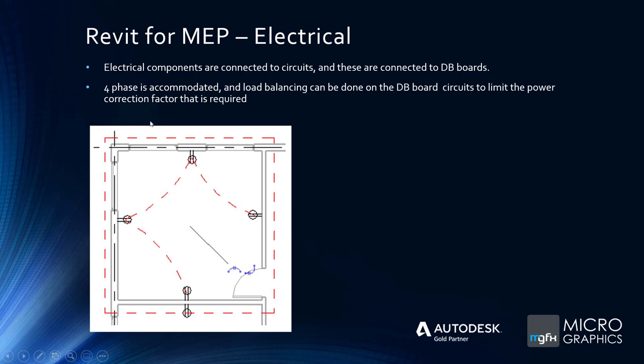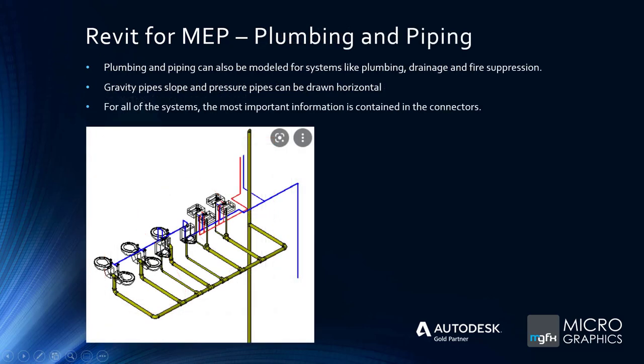There are electrical systems that may be modeled so that your components are hooked up to an electrical system. And then lastly, there's also the plumbing side of things. So we'll presently show you some of how that is done within Revit.